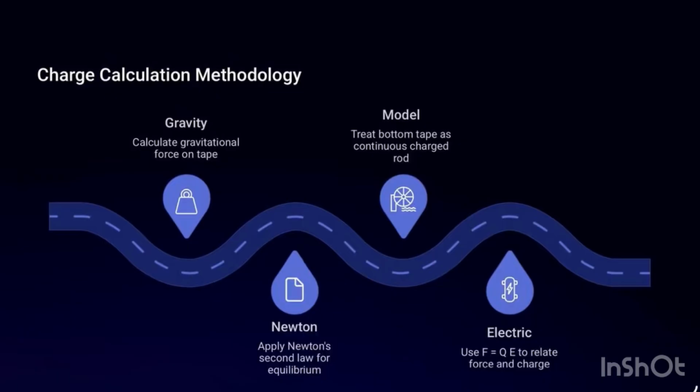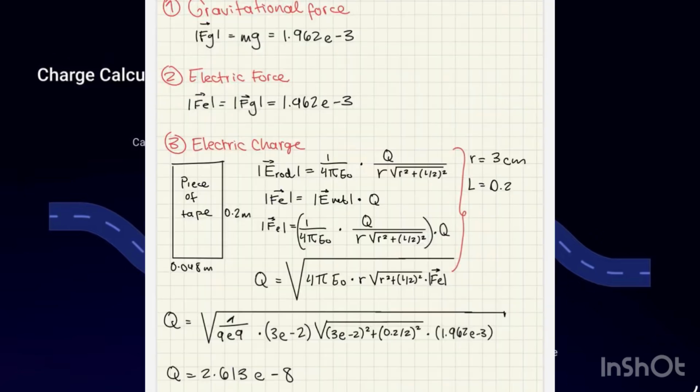So this is how we found Q, the charge in one single strip of tape. First, we calculate the gravitational force, which is the mass times the gravity, and this is the downward force pulling the top tape downwards. Then we use Newton's second law. We know that the tape is floating, so the net force is zero, and that means that the electric force from the bottom tape must equal the force of gravity.